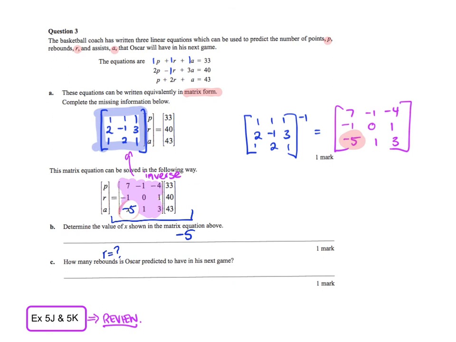Okay, so when we solve this, we end up with it equaling 19, 10, and 4. So this would be points, rebounds, and assists. So he gets 10 rebounds.